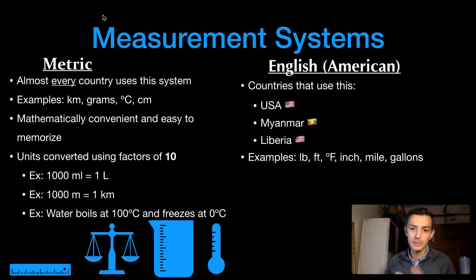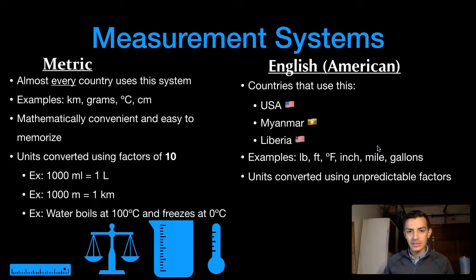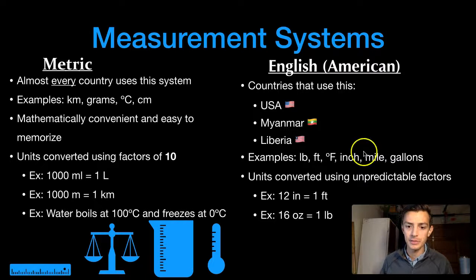Some examples of these units that I'm sure you're familiar with: a pound, a foot, degrees Fahrenheit, an inch, a mile, gallons. The problem with this is, of course, they're converted in unpredictable ways. You have to memorize each conversion rather than just memorizing a rule like factors of 10. One example would be 12 inches in a foot, right? Nobody would really know that unless you told them to memorize it, but we all tend to know that. 16 ounces in a pound. There you go, another random kind of conversion.